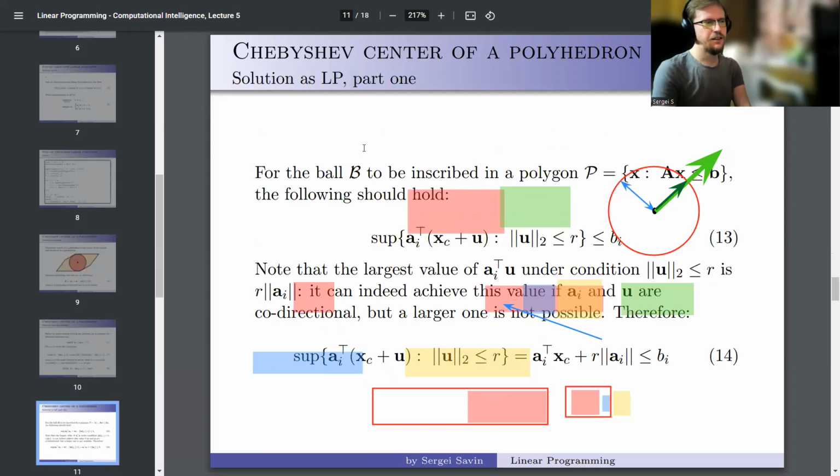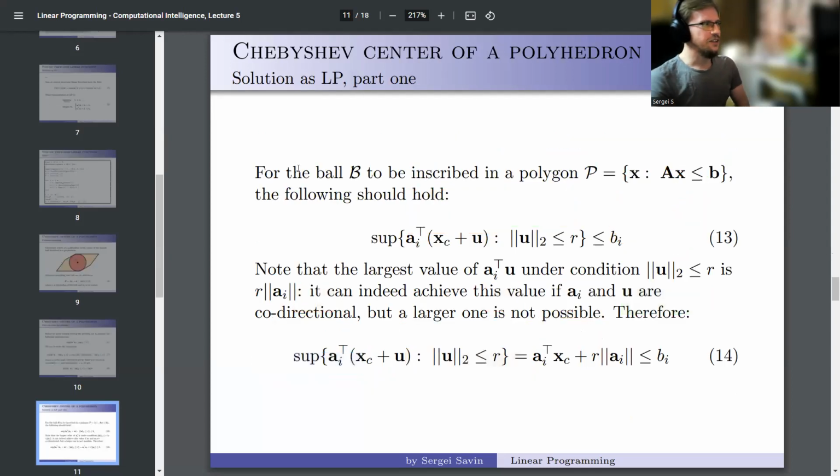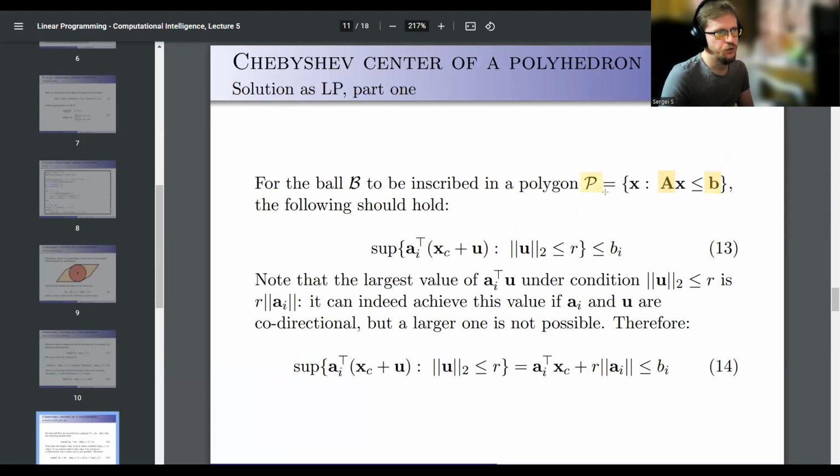Right. Now we know this part, so we'll be able to finish the derivation. So for the ball B to be inscribed in a polytope P, where P is given as all x such that Ax is less than or equal to b, so this is a linear inequality that defines this polytope P. Yeah, it should have been polytope, not polygon.